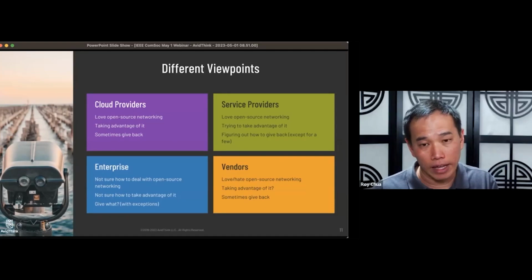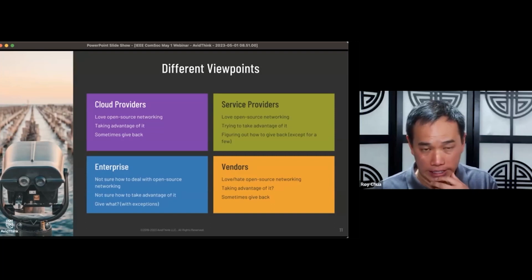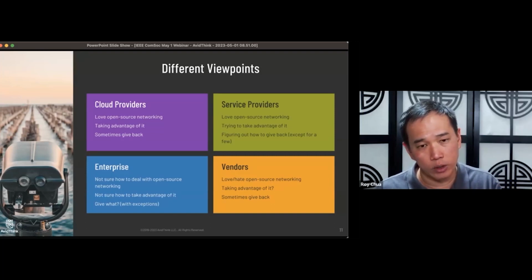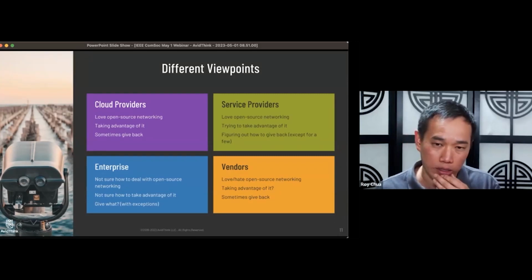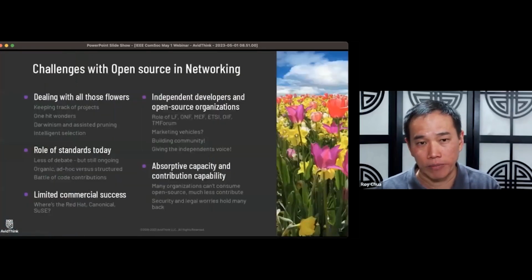Potentially. And they're trying to figure out how to give back, right? Some of them don't know how to, some of them know how to, right? But generally speaking, they're trying to figure out how to collaborate and work on it. On the enterprise side, they know how to eat open source on the computing side usually, but open source networking, not so clear. And they are like, give back what? How do I collaborate? A little confused, right? Enterprises usually, as we talk to them. On the vendor side, it's a love-hate relationship. Certainly, some of them take advantage of it. Sometimes they give back, sometimes they don't, right? Because again, it's competition potentially for some of these networking vendors, right? So different viewpoints out there in the industry.